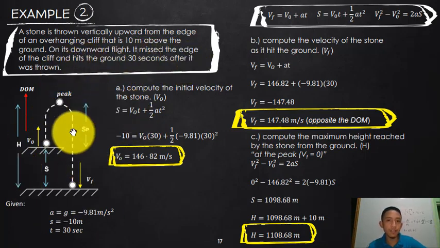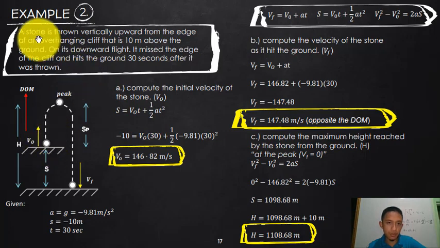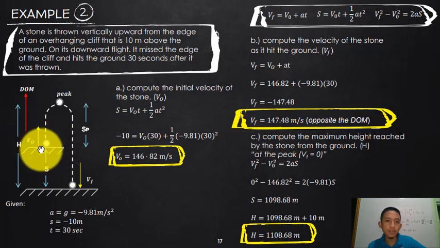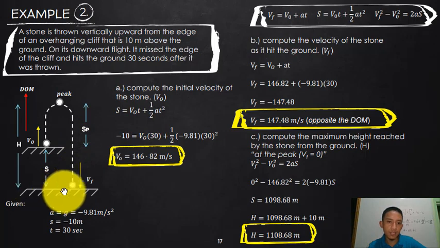Let's try to draw a figure. Always draw a figure for you to visualize. First, you have your stone on top of the overhanging cliff. If you say cliff, that is higher than your level ground. Let's say this is the cliff, and you have the object there, and you are going to throw that one upward. And as it goes back down, it did not land back on your cliff. It missed the cliff. That's why it goes down to the ground.